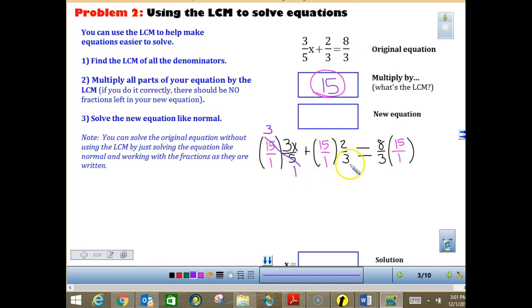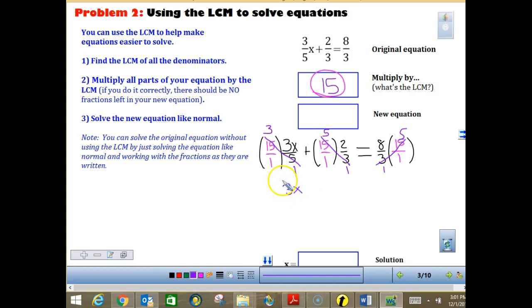Okay, Emma, how about here? It's going to be 5. 3 goes into 15 5 times. The denominator is going to be 1. And then, Andrew, if I'm looking at this next one, 3 goes into 15 5 times. And here's the most common mistake. I'll have people write down, oh, well, that's going to be 3x.